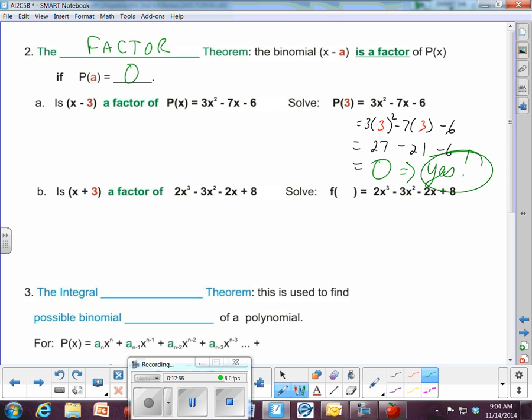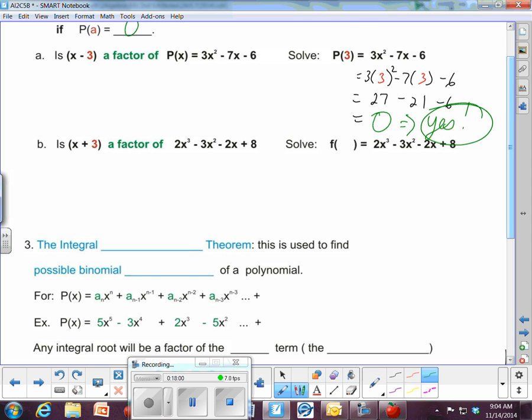But look at example B. Oh, we got a polynomial now. We don't have a quadratic. We got a polynomial, and this is where we're heading: third degree and above. We have to find the factors of something third degree or above. The way to do that is to use the remainder theorem and then the factor theorem to see if we get a 0 remainder, to find out if we have a factor or not. So go ahead and try B. I left empty what you're supposed to put into the parentheses. Go ahead and fill in the parentheses and solve B.